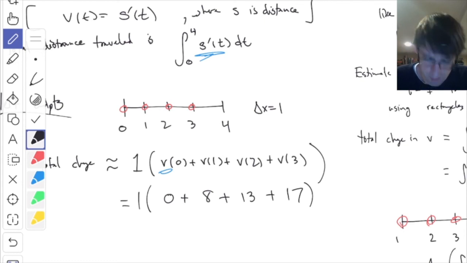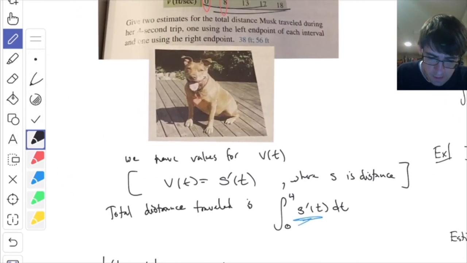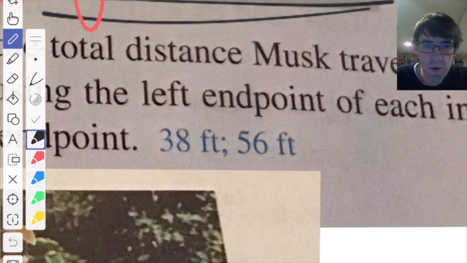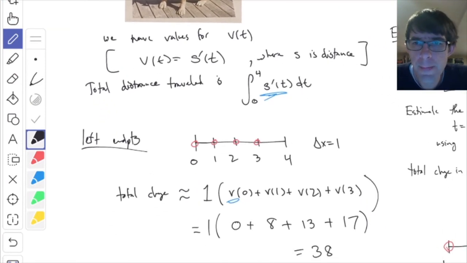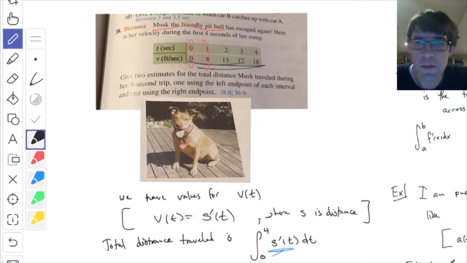I did that in my head, I think it's 38. So that's the total distance that Musk the pit bull traveled during these 4 seconds. At least this is an approximation, 38. And in fact, I had the answer book, and you can see 38 feet is the answer for the left endpoints. Are there any questions about how we did that? In a problem where you're given a graph, you have to look carefully to see what the y values are. Actually, this kind of setup is even easier. You just read the value straight off the chart.